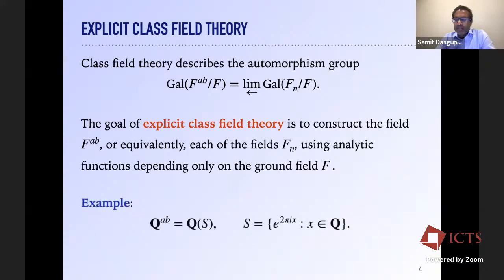If you go back to the case of Q, we know how to do this. Q^ab is obtained from Q by adjoining the special values of the analytic function e to the 2 pi i x. In fact, the special values you adjoin are the values at all the points of the field itself. So the field is Q, you evaluate this complex analytic, holomorphic function e to the 2 pi i x at Q, you adjoin the special values of that function, and you get the field Q^ab.